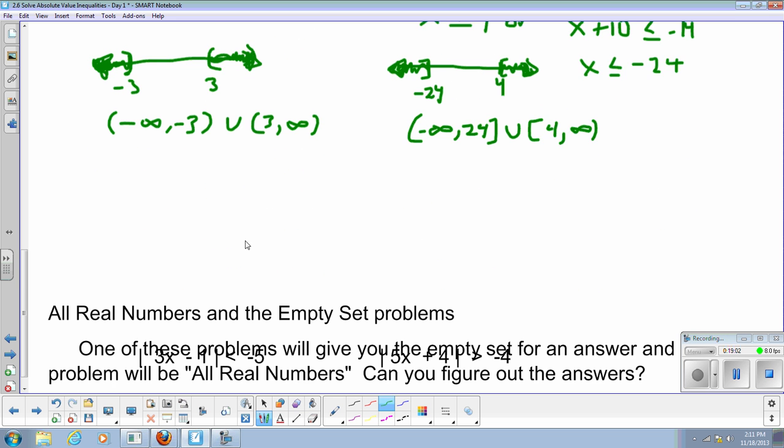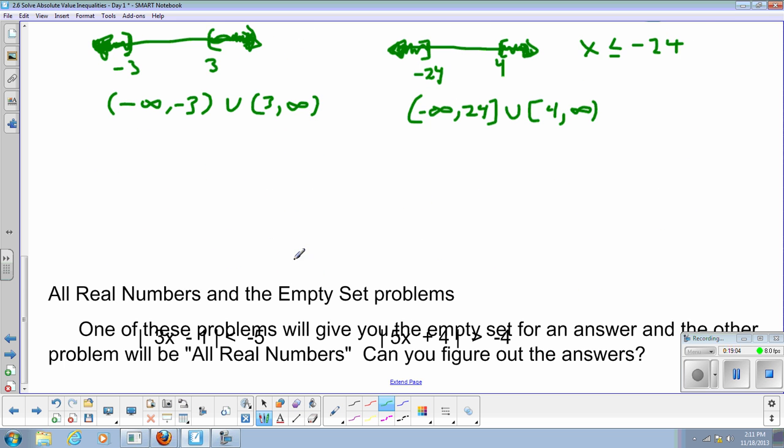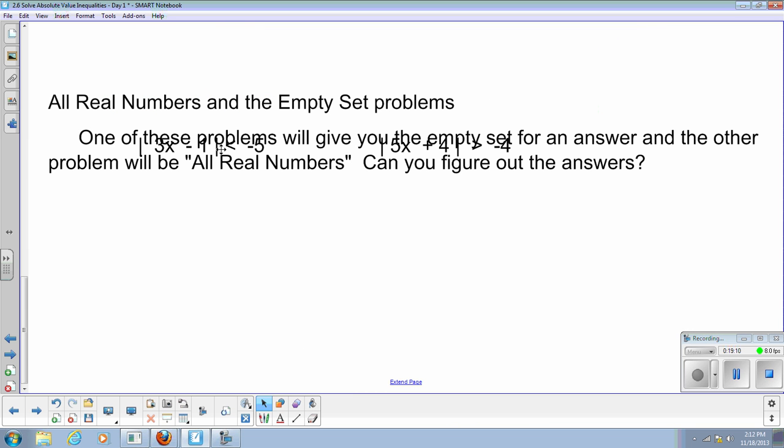All right, one last little thing for you. There are problems where you can get all real numbers, and you can get the empty set with these. One of these two problems below here will give you the empty set for an answer, and the other will give you all real numbers. Take a look at these, see if you can figure out which is which.